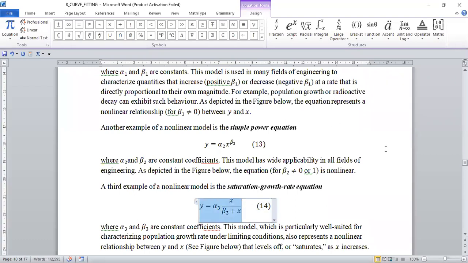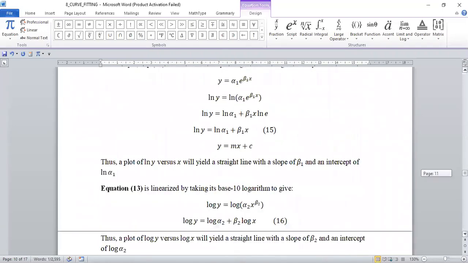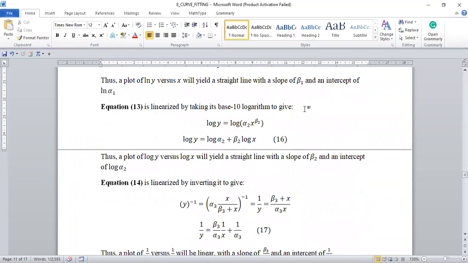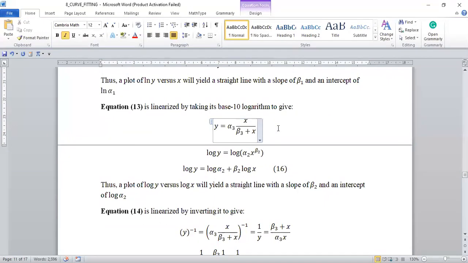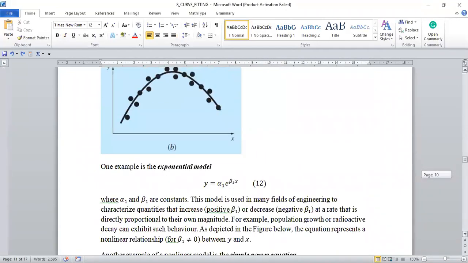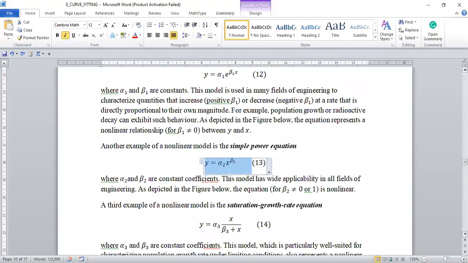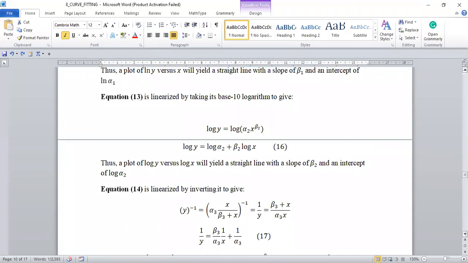So we linearize it by taking the logarithm to base 10 of both sides. So this is the original non-linear model.